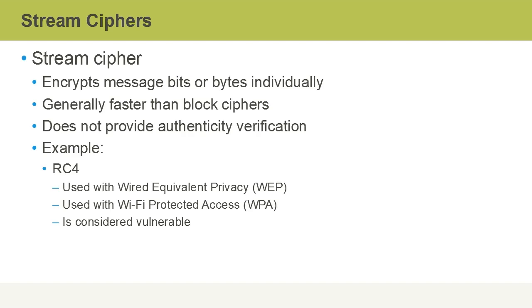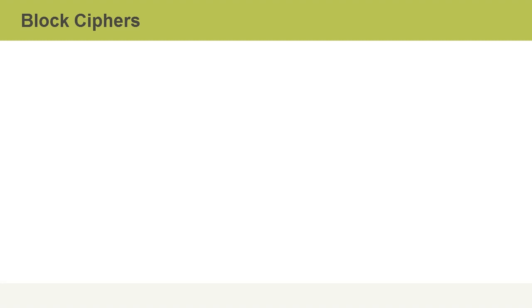So examples of stream ciphers include RC4. This algorithm or stream cipher is used with wired equivalent privacy or WEP, as well as Wi-Fi protected access WPA. However, it is considered vulnerable, so it shouldn't be used.